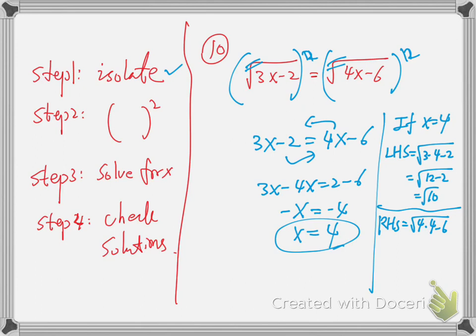So it's 4x minus 6. Now it's 4 times 4 minus 6. So this is radical 16 minus 6, radical 10, right? So the left hand side is equal to the right hand side. This is a true solution, not a fake solution. Okay, not a fake solution.